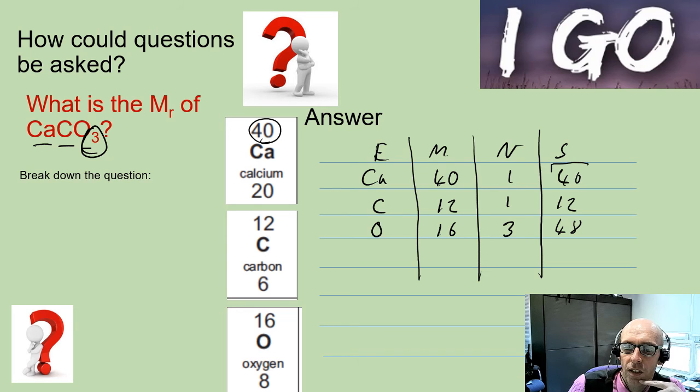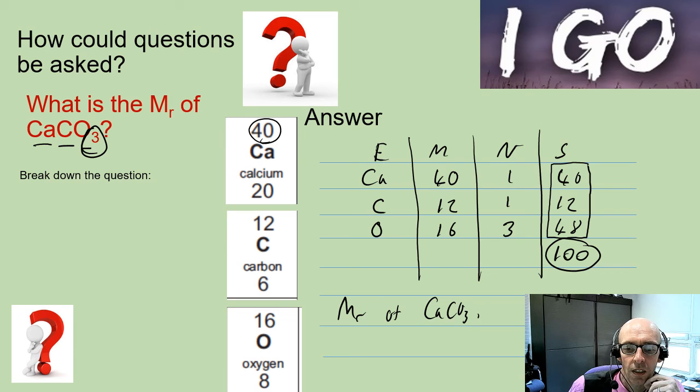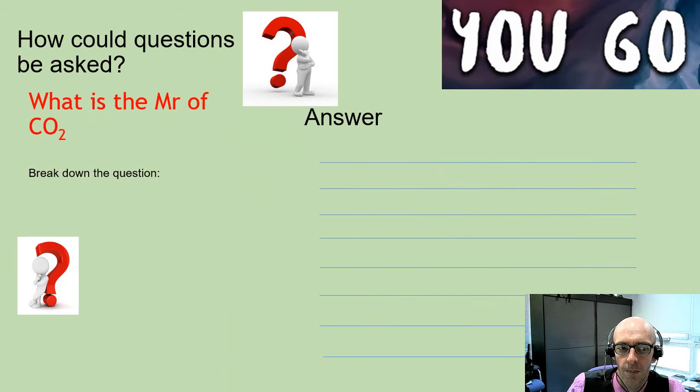And then I add together the subtotals, and I have 88 and 12. Oh, wow, it's around 100. The Mr of CaCO3 is 100 atomic units. Okay, your go.